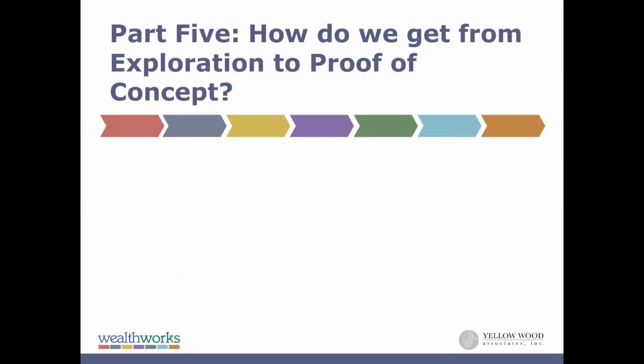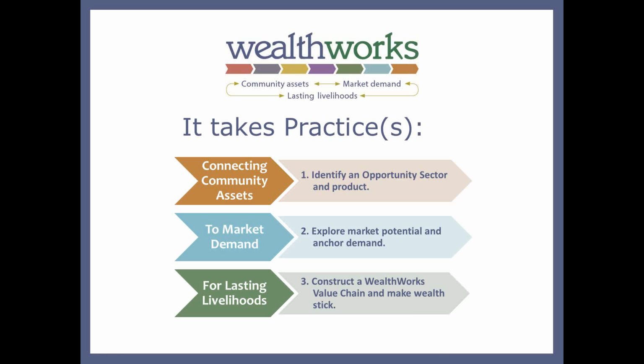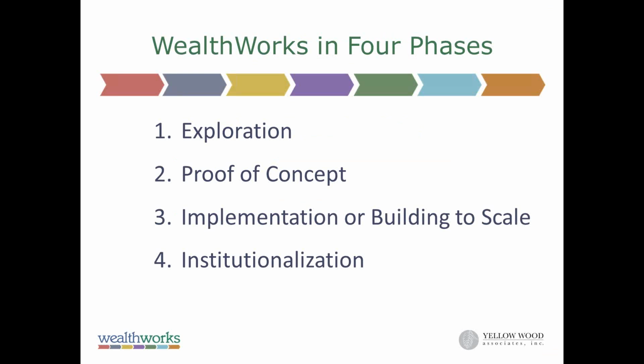Okay, so how do we get from exploration to proof of concept? What is that really all about? So the first thing is that it takes work, right? It takes practices. And so there's a practice that begins with identifying an opportunity sector and a product. And then there's the practice of exploring the market potential and anchor demand and talking about what you are going to ask your buyers. We covered a little bit earlier how you're going to get to know their value propositions and their pain points. And then you're actually into constructing a WealthWorks value chain that operates and brings goods and services to market and at the same time creates multiple forms of wealth and delivers revenue back through the value chain. We think about WealthWorks as taking place in basically 4 phases.